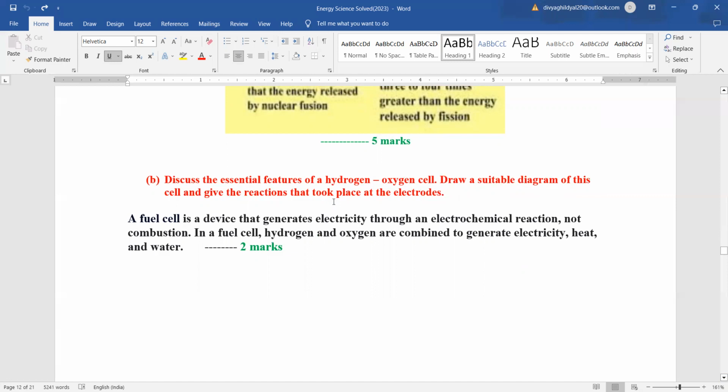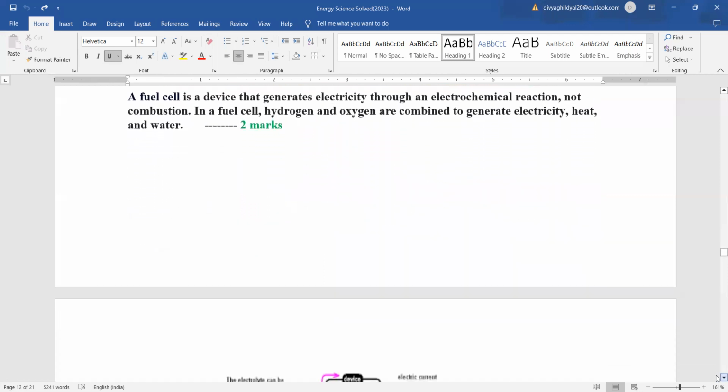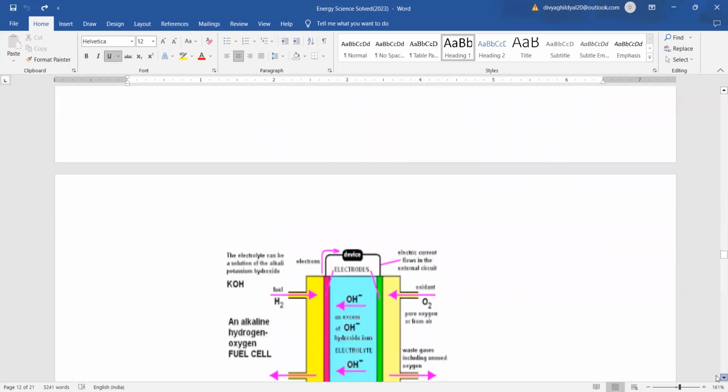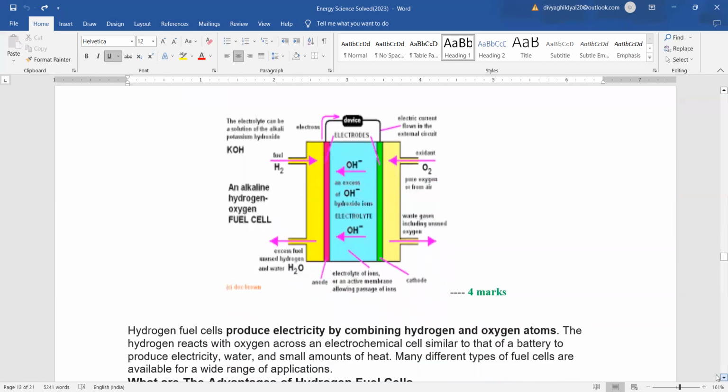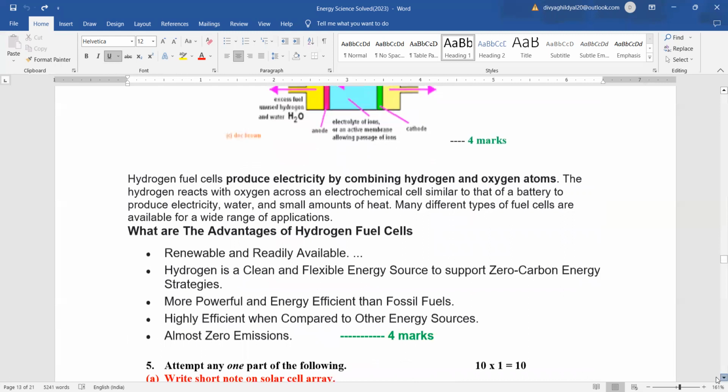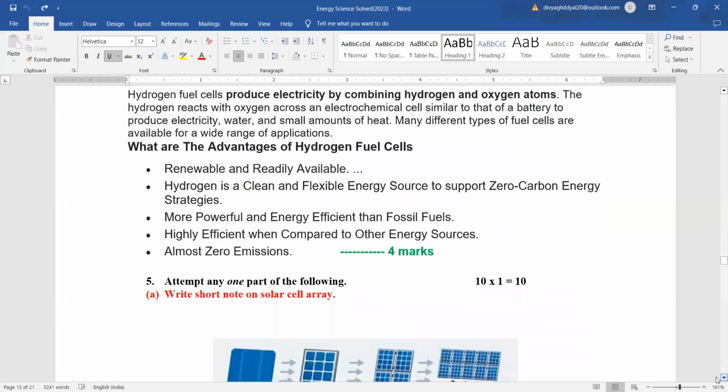So a fuel cell is a device that generates electricity through an electrochemical reaction, not combustion. In a fuel cell, hydrogen and oxygen combine to generate electricity. This is what a fuel cell looks like. Hydrogen and oxygen are combining to generate electricity here. Advantages: renewable and readily available, powerful source of energy, almost zero emission.